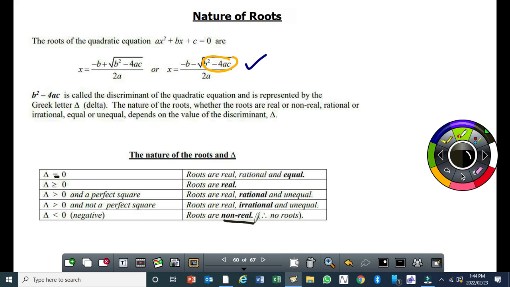The nature of roots is here, this column here. That's the nature.